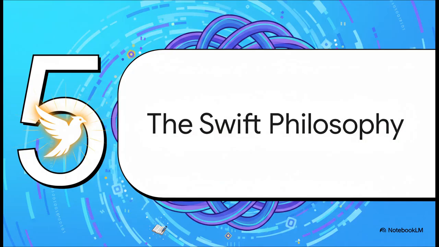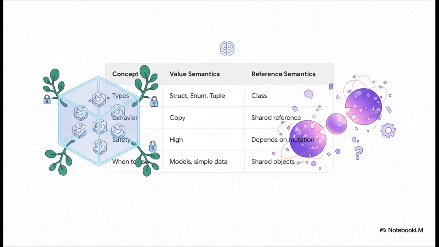Let's just zoom out for a second, because this whole conversation, it's not just a technical detail. It really gets to the core philosophy of the Swift language itself. This table right here is basically your cheat sheet. On one side, you've got value semantics, your structs and enums. They get copied, they're super safe, and they're your go-to for data models. On the other side, reference semantics, your classes. They're shared, you have to be more careful, and you use them when you truly need a single shared object.